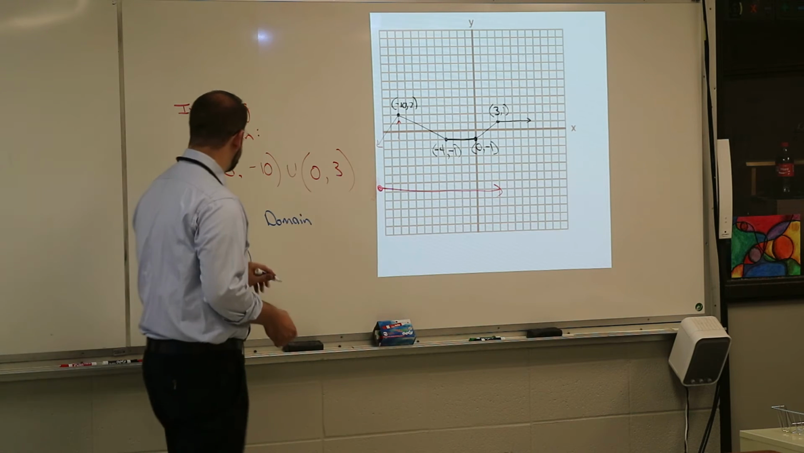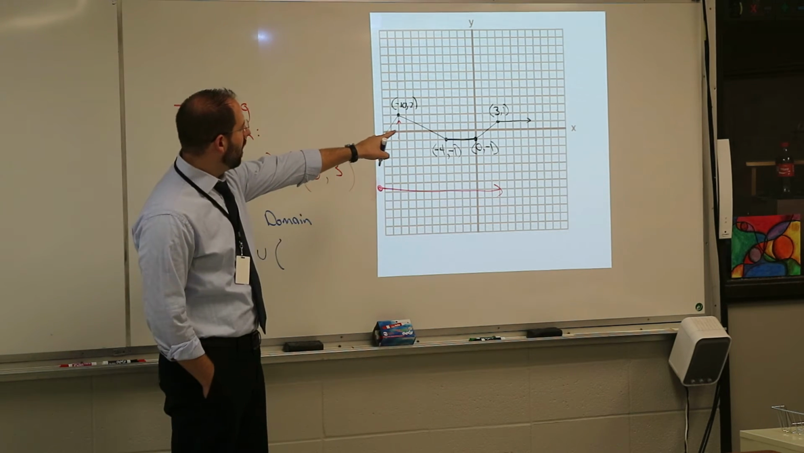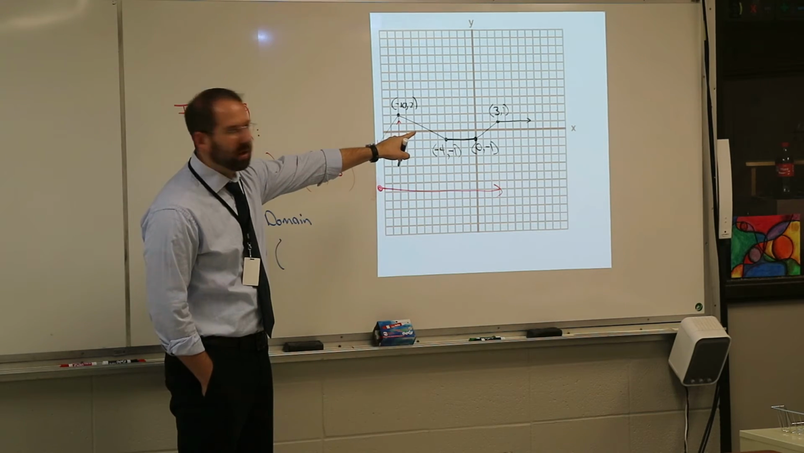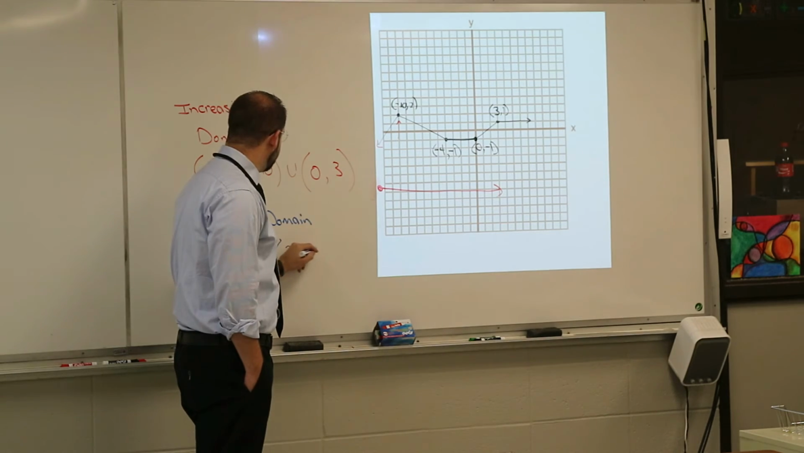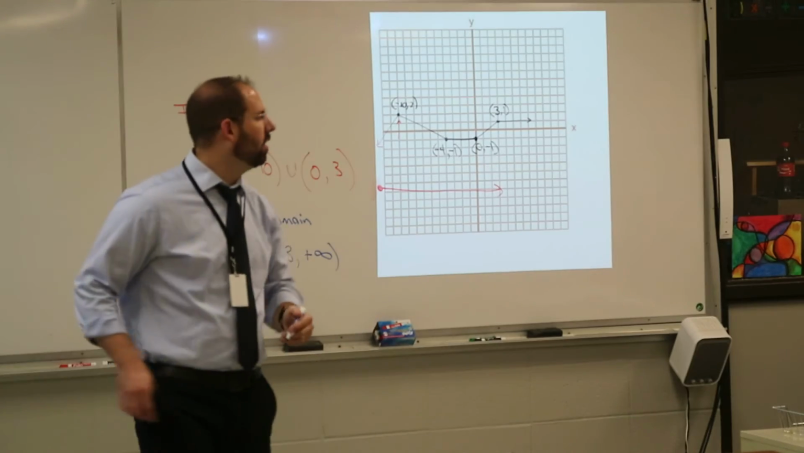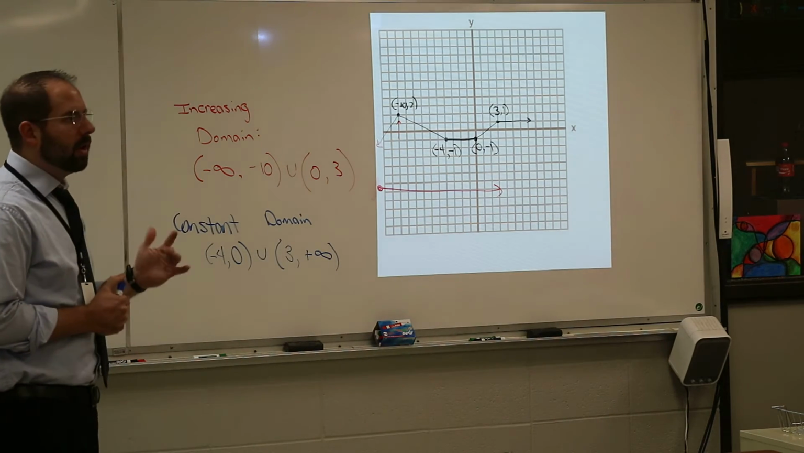And then where did it also start again? It started leveling off at what? About 3. 3 on the x-axis. And then it went to positive infinity, because it stayed level the rest of the time, it just leveled off. So that's kind of the idea of what you want to look at.